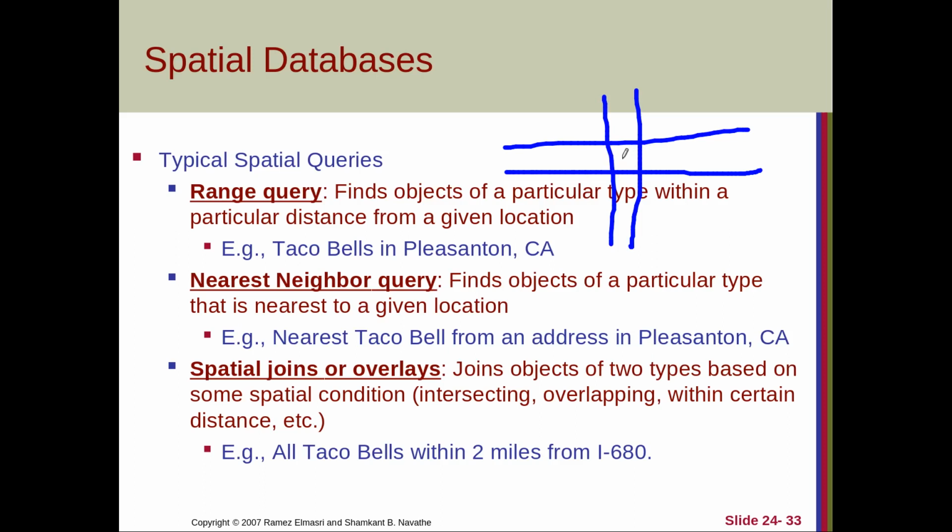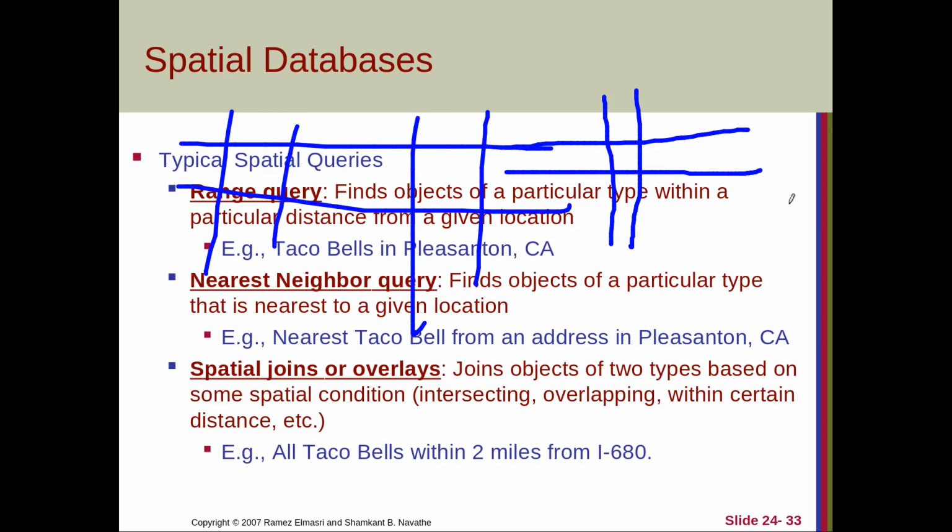For example, this is a long river. All the bridges connected to that particular river. So it joins objects of two different types based on some spatial condition. For example, all Taco Bells within 2 miles from I-680. So here, all the bridges within some kilometers of a particular river. So two different objects. One is a river.